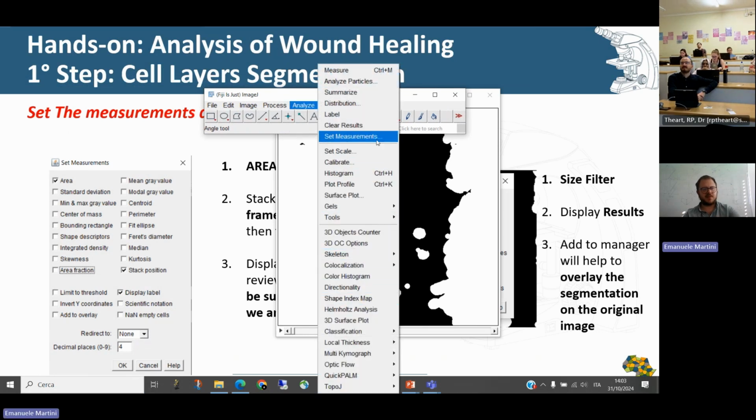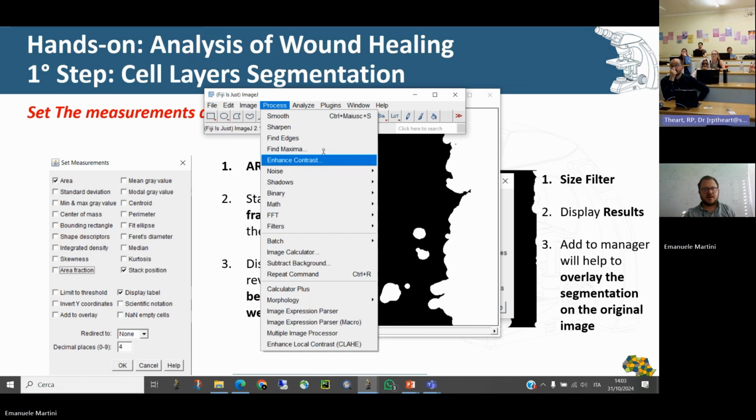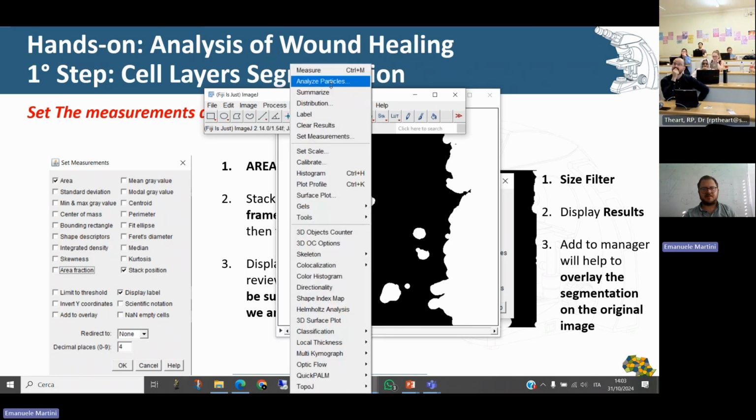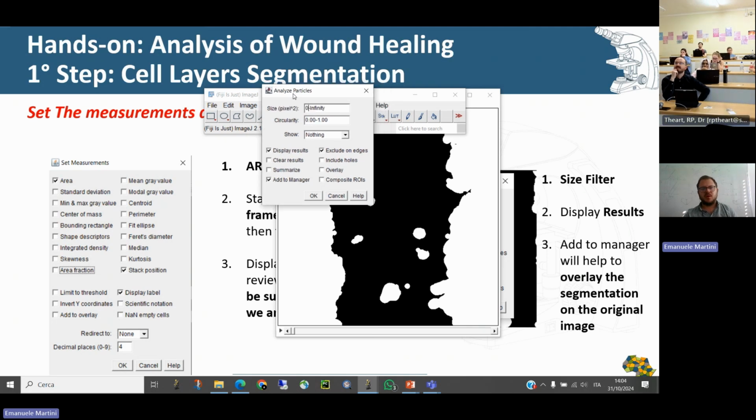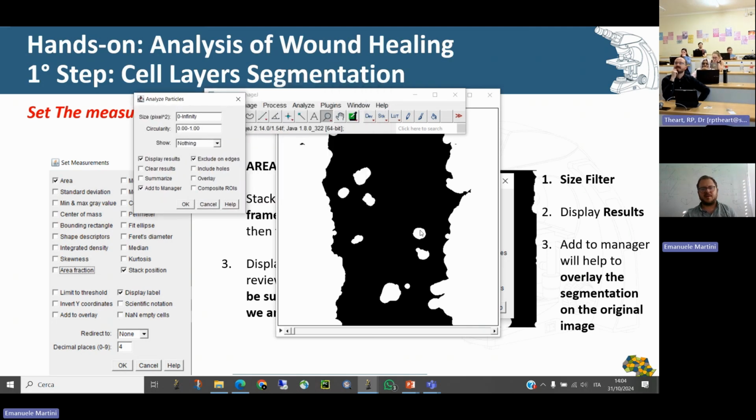Here there's Analyze, Set Measurements, and then you select Area, Stack position, and Display label. After that, you can run Analyze Particles. First of all, we put a size filtering because we want to get rid of the objects in the middle. These are for sure other cells, debris, noise in your image. So the small ones we want to remove, and keep only the big ones.